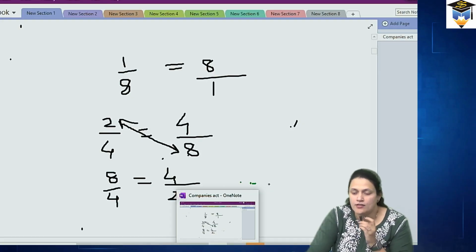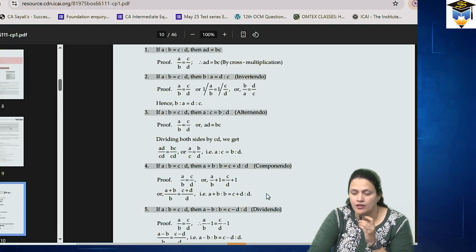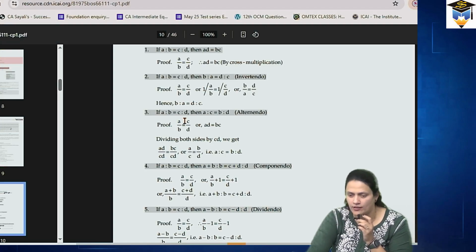Okay. So, have you understood what is alternando? You can replace these values. Okay, that is alternando. Next comes componendo.